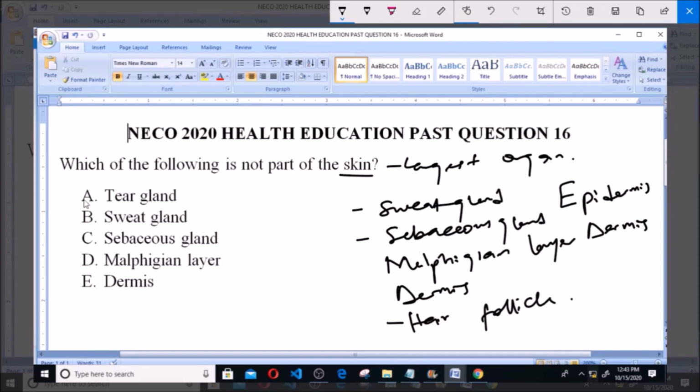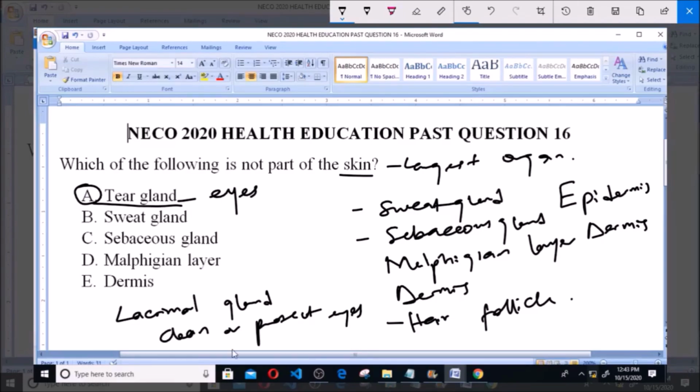But option A here says tear gland. Now, tear gland is not a component of the skin, or you cannot find tear gland in the skin. Tear gland is found in the eyes, and another name for tear gland is what we call the lacrimal gland. Now, this tear gland helps to secrete liquid fluid, which we call tears, that helps to clean or protect the eyes from impurities. It helps to remove impurities. So tear gland is found in the eyes, and therefore it is not found in the skin, making it the answer to this question. So tear gland is not part of the skin.